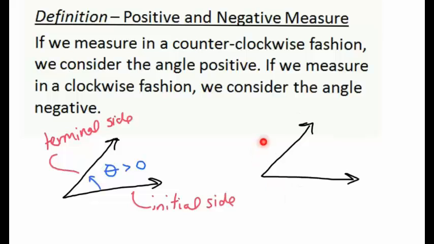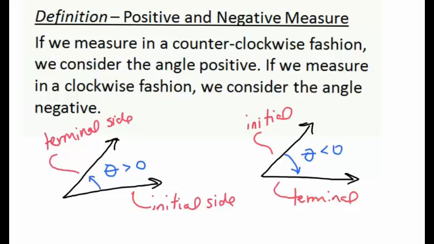Now let's consider the same picture. We're just going to reverse the roles of the initial and terminal side to look like this. If we now begin at the initial end and measure in a clockwise fashion to get to the terminal end, then our angle measure, theta, has to be less than 0, or it's going to give us a negative angle.